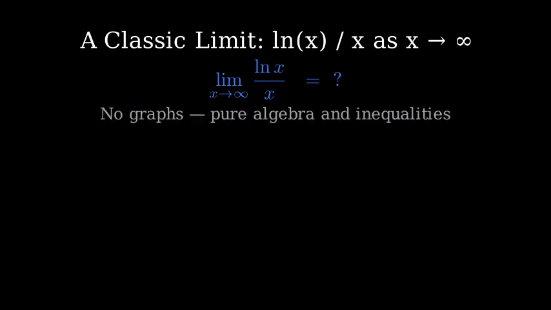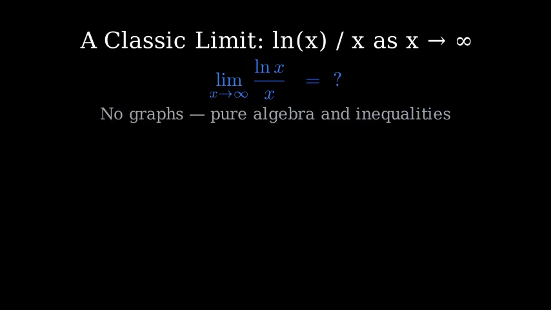Here's a classic limit that looks completely obvious at first glance, but let's prove it rigorously and see why it's true. We want the limit, as x approaches infinity, of the natural log of x divided by x. In other words, the limit as x goes to infinity of ln of x over x. Most people intuitively say zero, because logarithms grow very slowly and x grows without bound. But how do we actually prove it?